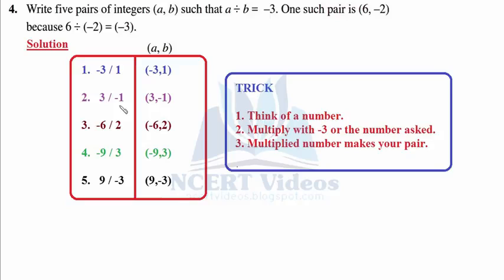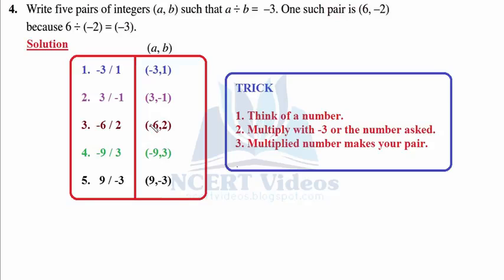So what is the way to find these things? There is a trick or a methodology, whatever you want to call it. Think of a number, which you put at the denominator part here. So let's do it for this. We thought the number has to be 2. Now multiply with -3, or the number asked. So 2 multiplied with -3 gives you how much? -6. So this is your required number.